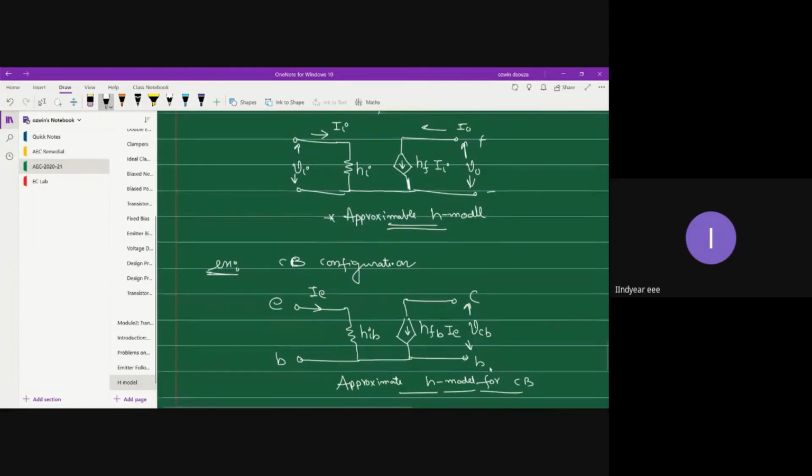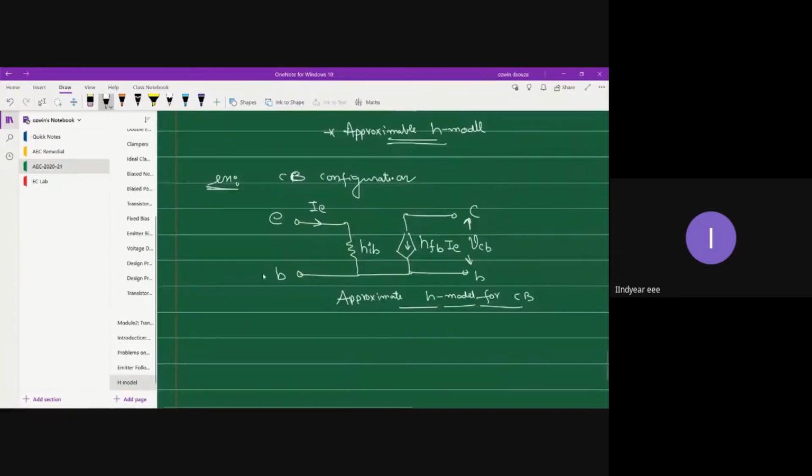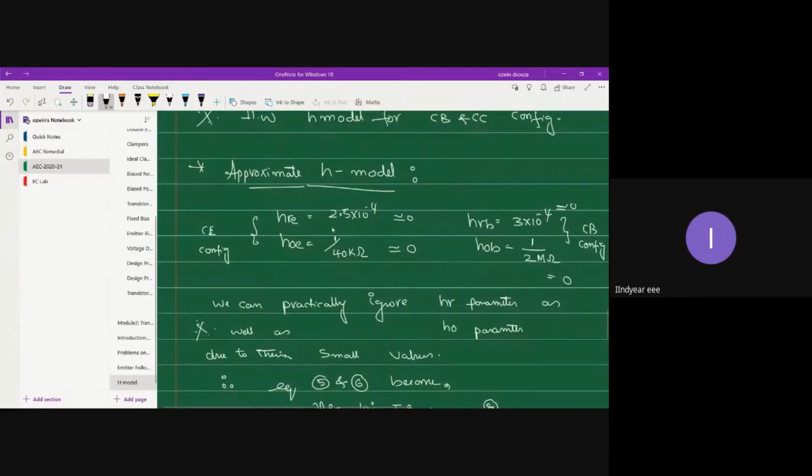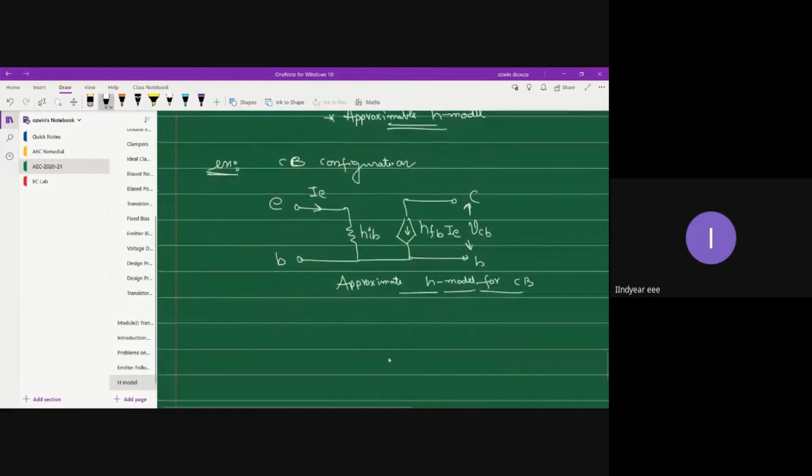All right, so this is your approximate hybrid model. If, let's say, you have been asked to derive an approximate hybrid model, this is how you are going to derive it, on the basis of very low values of HRE, HRB, HOE, and HOB. Basically reverse voltage gain is very low and output admittance is very small. On that basis you can derive the approximate hybrid model.